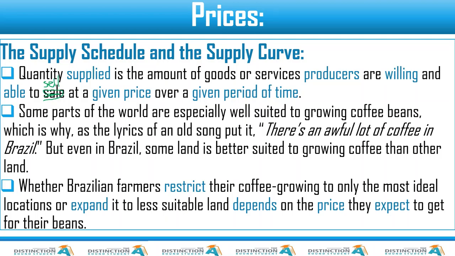I don't know if you get it, but land could be used for other alternatives. So if they see that the price of coffee will give them a good profit, they'll plant coffee on a lot of land, even land that may not be best suited for growing coffee, as long as it's going to grow and be harvested. Even if the yield is not as much, they'll still plant it because of the expected profits from the price that they see. So that may well mean that the supply of coffee may increase or decrease depending on what the price of coffee beans is at a given time.